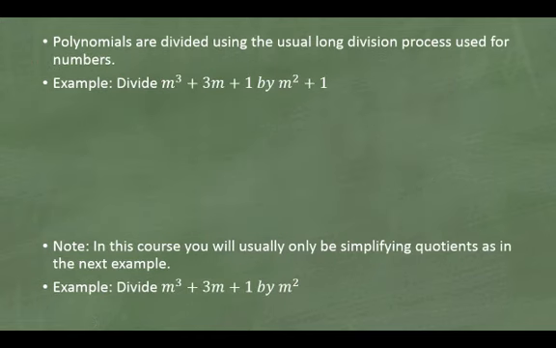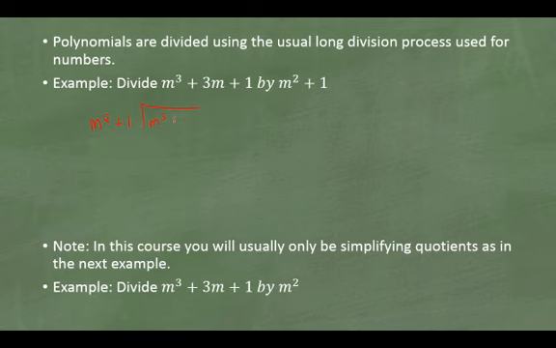Polynomials are divided using the usual long division process used for numbers. So just like numbers are divided, we can divide polynomials. It looks more complicated, but it's the same process. So if we were to divide m cubed plus 3m plus 1 by m squared plus 1, we're asking ourselves, how many times does m squared plus 1 go into m cubed?